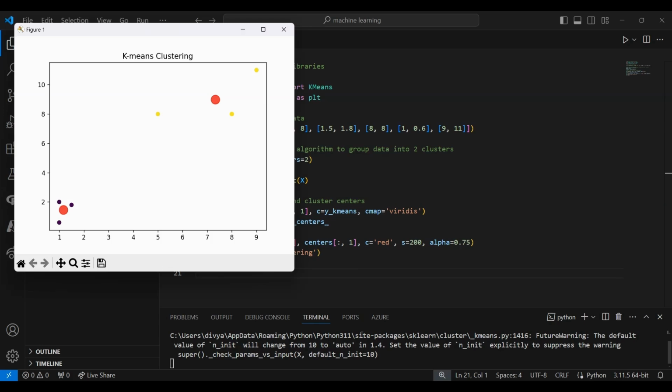Real-world example application/use case. One practical application of K-means clustering is customer segmentation in marketing. By analyzing customer data such as purchase history and demographics, businesses can use K-means to group customers with similar behaviors or characteristics. This segmentation helps in targeted marketing strategies and personalized customer experiences.